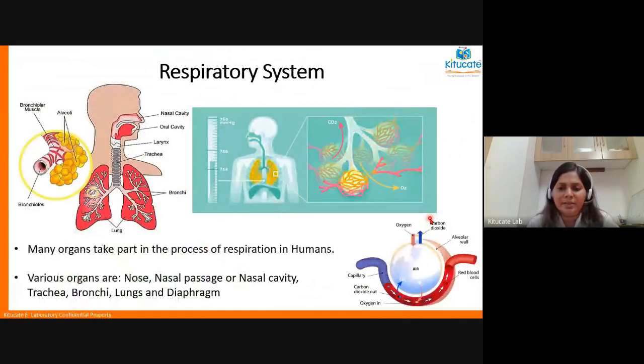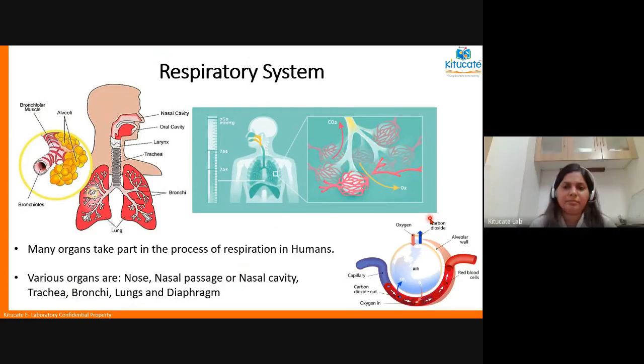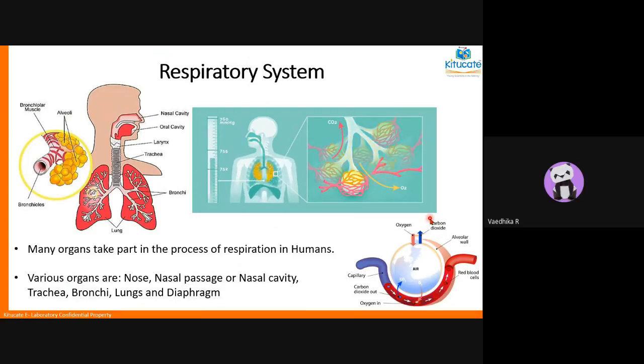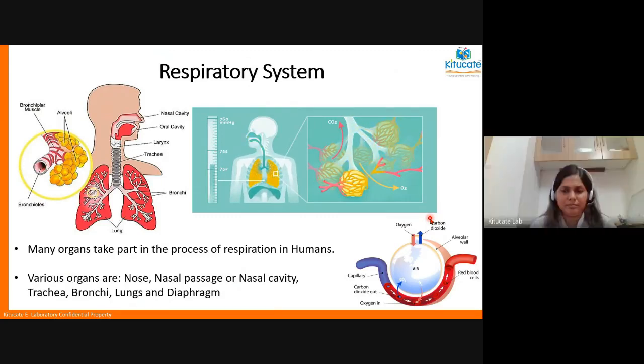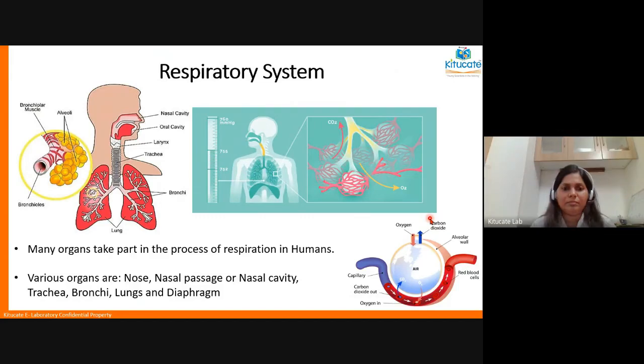Vedika, can you explain? Yeah, so the respiratory system is when we breathe in through our mouth or through our nose. It passes through a nasal cavity, and then that air travels through the windpipe. And when the windpipe branches out into two, it's called bronchi, and then it further branches out into many small tubes called bronchioles inside the lung.